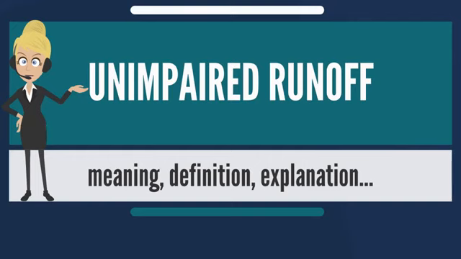Unimpaired runoff calculations are used extensively in the western United States, such as California, for water resources management applications, particularly in the calculation of water year classifications and river indexes.